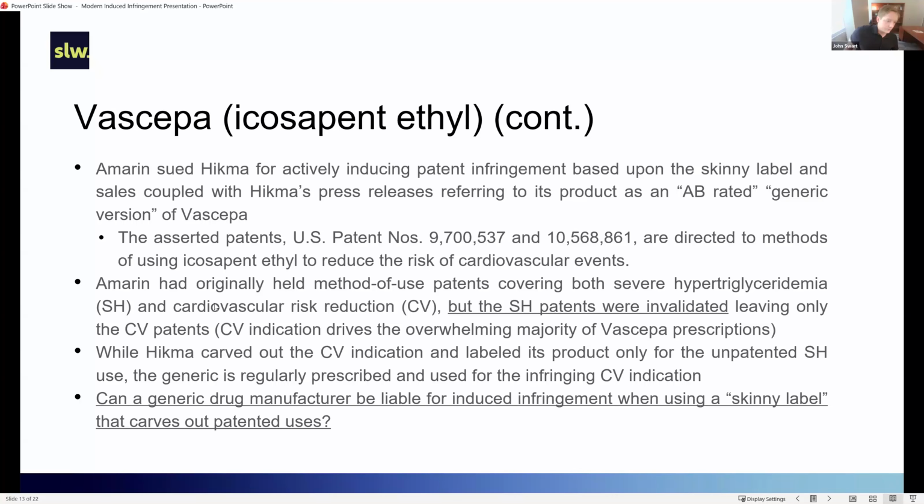So, while Hikma carved out the CV indication and labeled its product only for the SH use, the generic we've seen is regularly prescribed and used for the infringing CV indication. So the question that this case and the fact pattern kind of screams is, can a generic drug manufacturer be liable for induced infringement when using a skinny label that carves out patented uses.